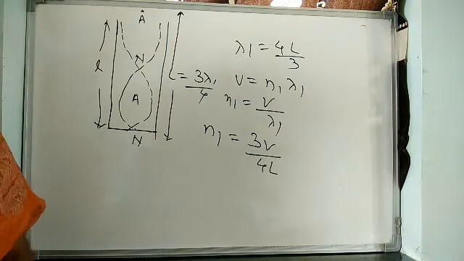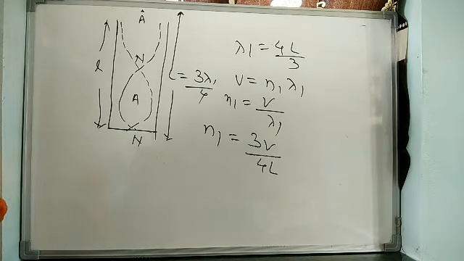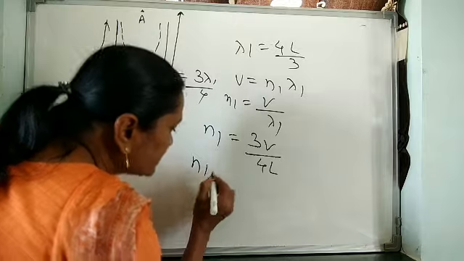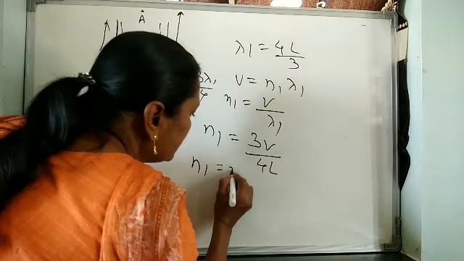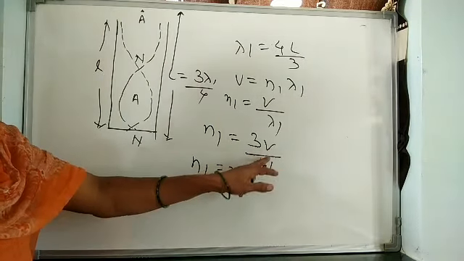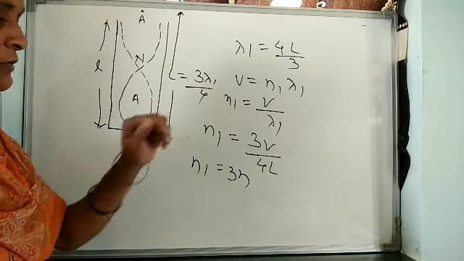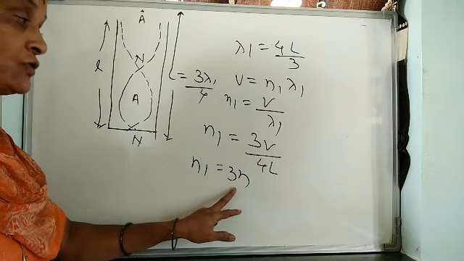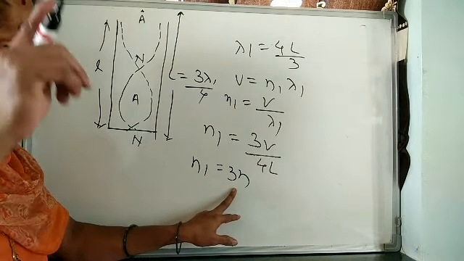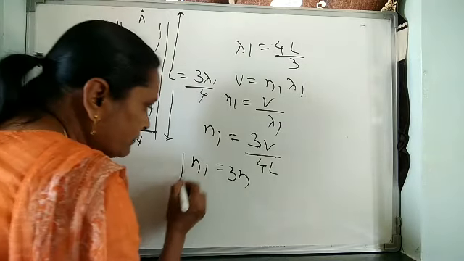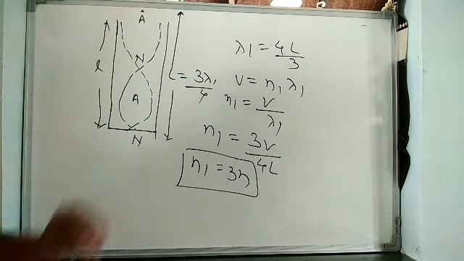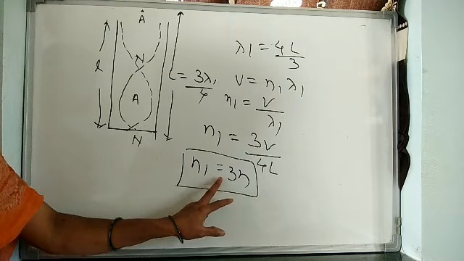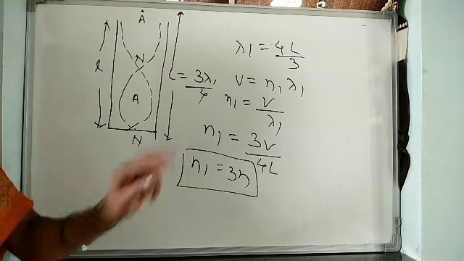In this case, you can write, this is the frequency n1. As you know, because n is equal to V upon 4L, therefore n1 is equal to 3n. This is the frequency of third harmonic or the frequency of first overtone. That is, n1 is equal to 3n. This is the frequency of third harmonic, or you can say that it is the frequency of first overtone.